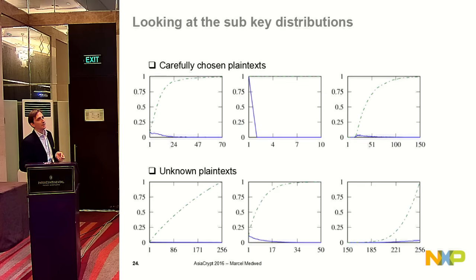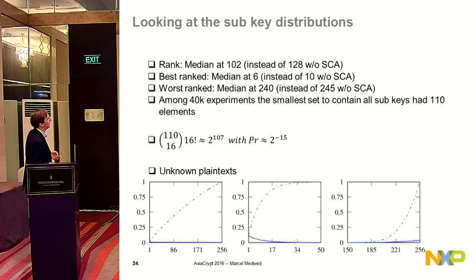On the other hand, if you look at the distribution for the unknown plaintexts, it looks very close to uniform, which would be a straight line. And so the median of the general rank distribution is 102 instead of 128 for a uniform distribution, and the median of the best ranked subkey distribution is 6 instead of 10, and then for the worst rank 240 instead of 245.